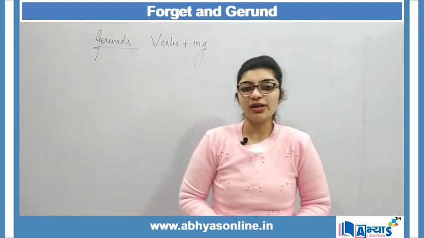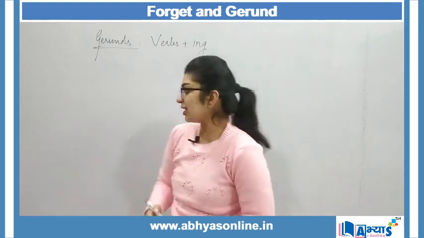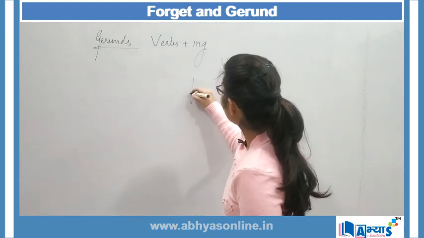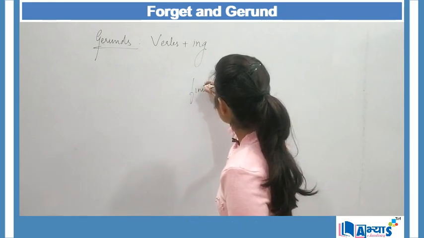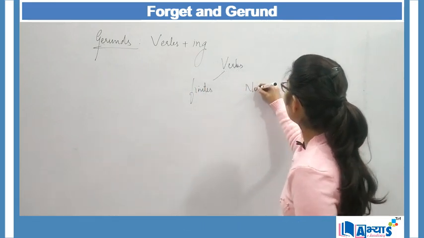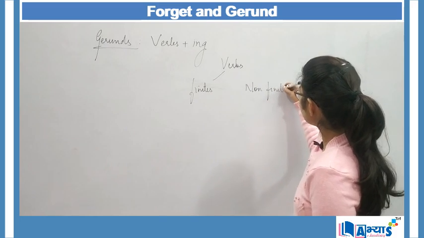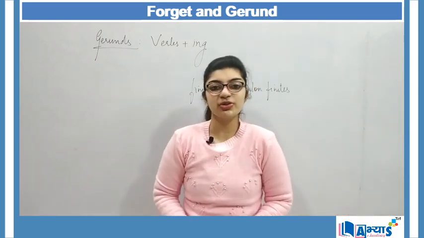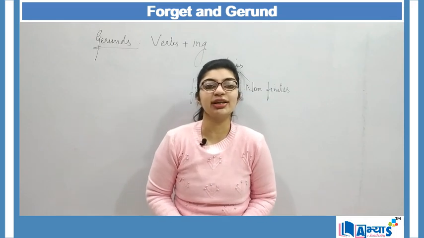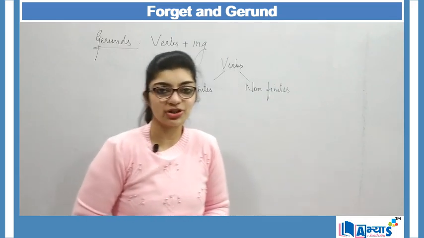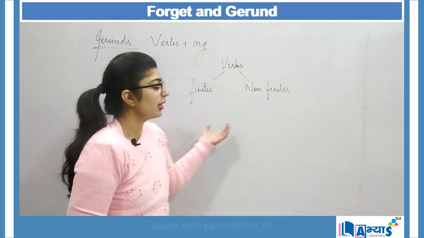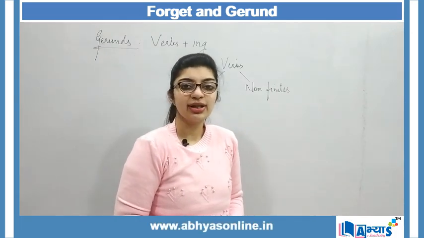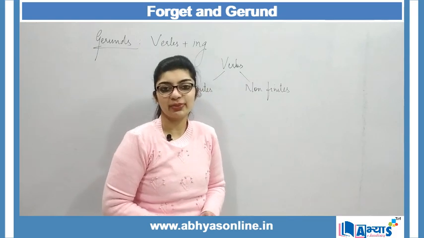We know that verbs are divided into two categories: finites and non-finites. Finites are all those verbs which contain the subject, the person and the time at which an event is occurring. But non-finites are all those words which do not contain the subject or the time at which the event is occurring.